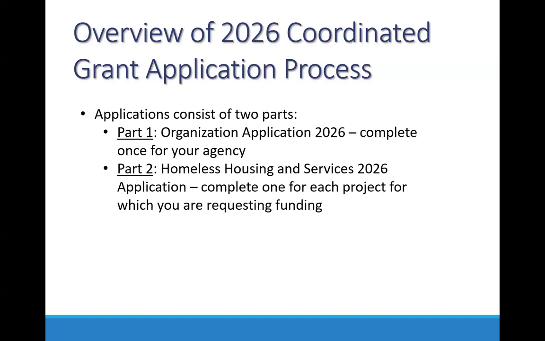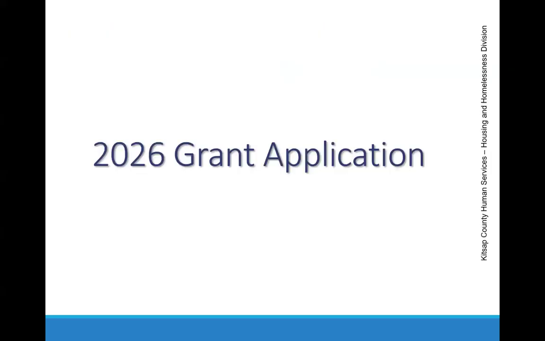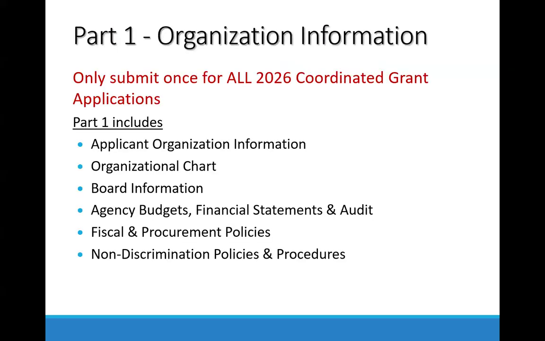So there are two parts to the application. Part one is the organization application, complete once for your agency. And then part two, the Homeless Housing and Services 2026 application, and complete one application for each project for which you're requesting funding. So only submit part one once for all 2026 coordinated grant applications.